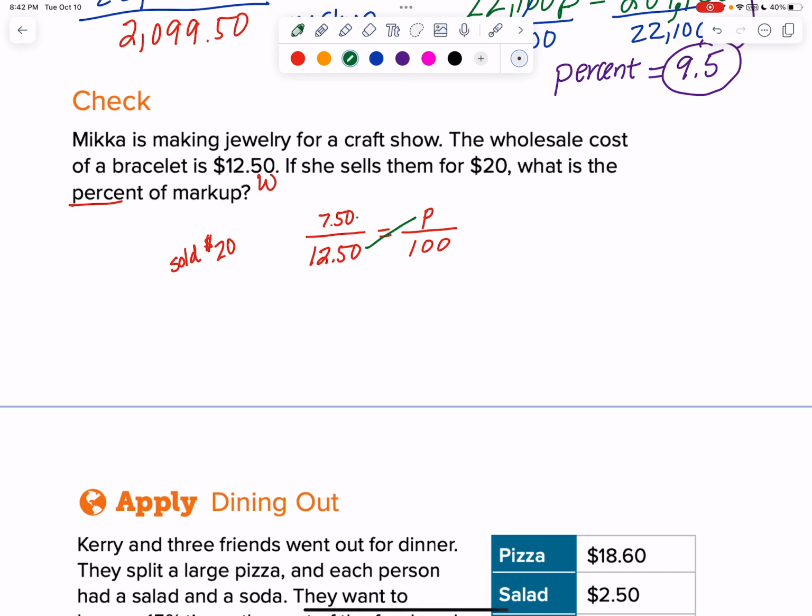So go ahead and do means extremes. We always do the variable first. So I have 1250 times P equals 750 times 100. I can just move 2 spots to the right this time, which is 75,000. Then we need to solve for P. So P times 1250, let's divide 1250 on both sides. Cross it out, and we have P equals whatever that percent is.